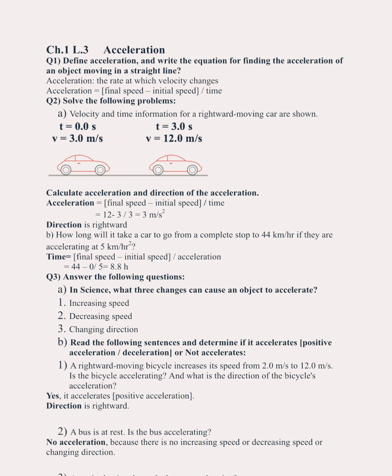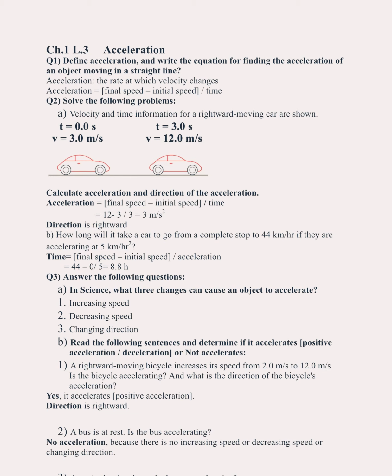Question B. How long will it take a car to go from a complete stop to 44 km per hour if it is accelerating at 5 km per hour square? Complete stop means that the speed or the velocity at this moment is 0. It's already stopped. Here he has given you the initial speed, which is 0, the final speed, which is 44, and he's given you the acceleration. And in this question, he's asking you to find the time.